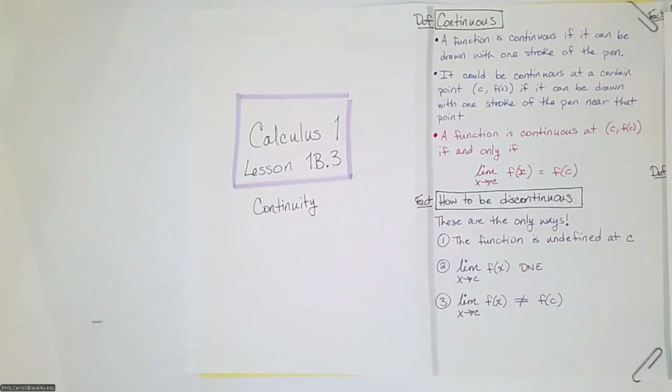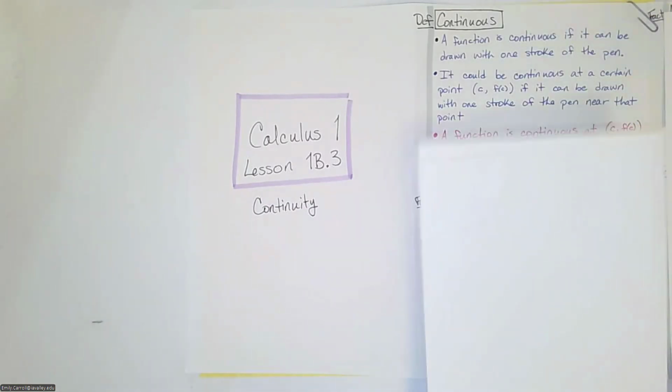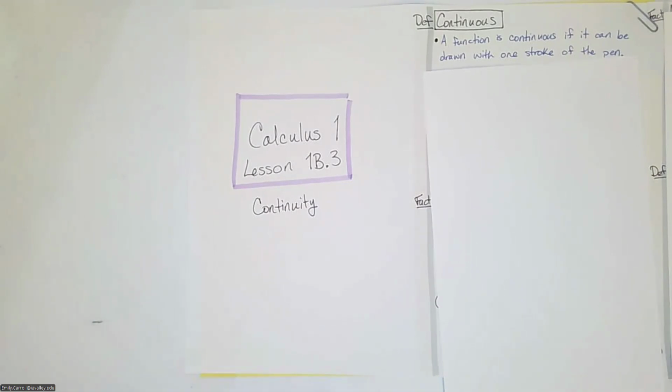Welcome to Calculus 1, Lesson 1B.3, Continuity. A function is continuous if it can be drawn with one stroke of the pen. We went over this a little bit in the last session, and I gave some examples, some drawings of what it looks like to be continuous versus discontinuous.